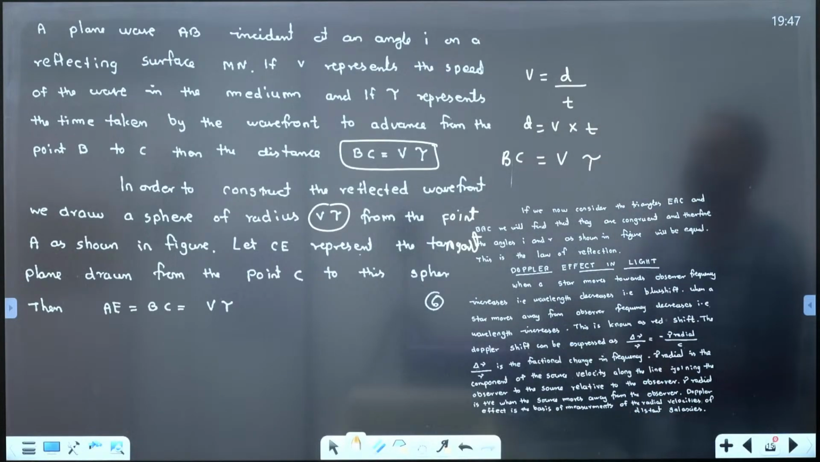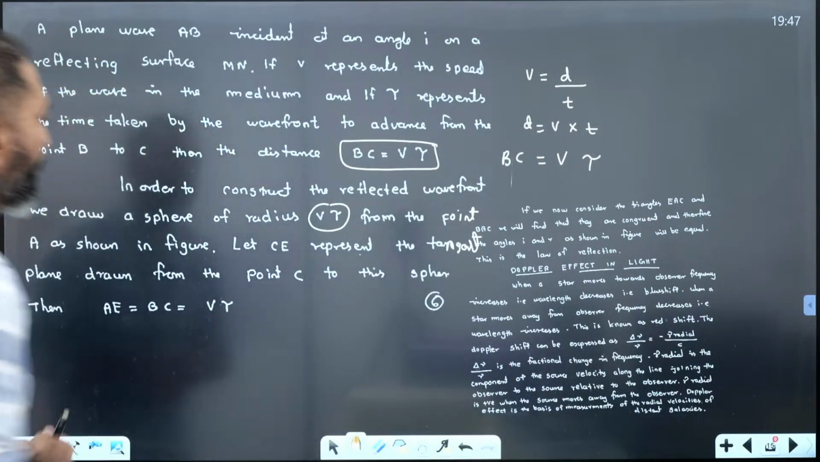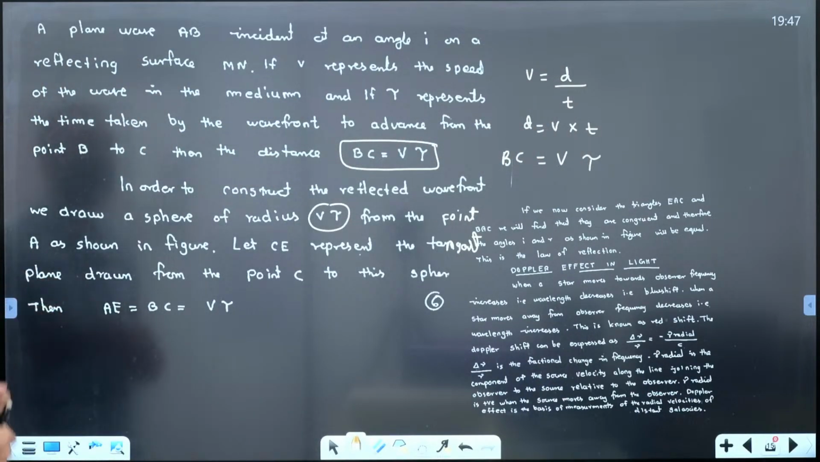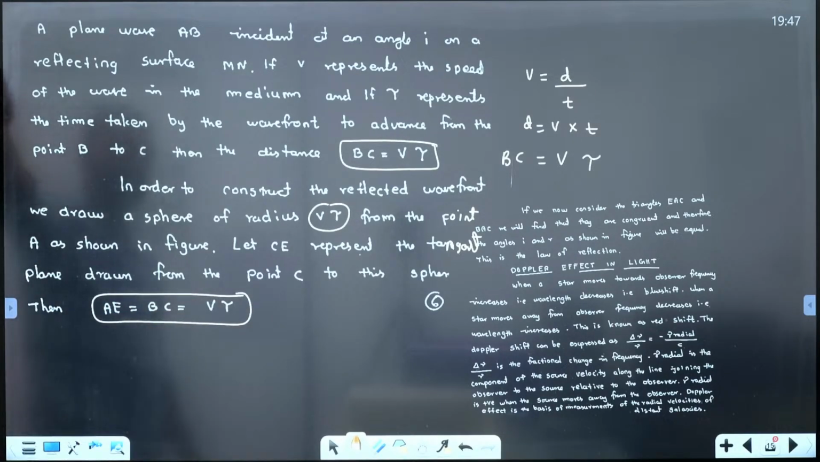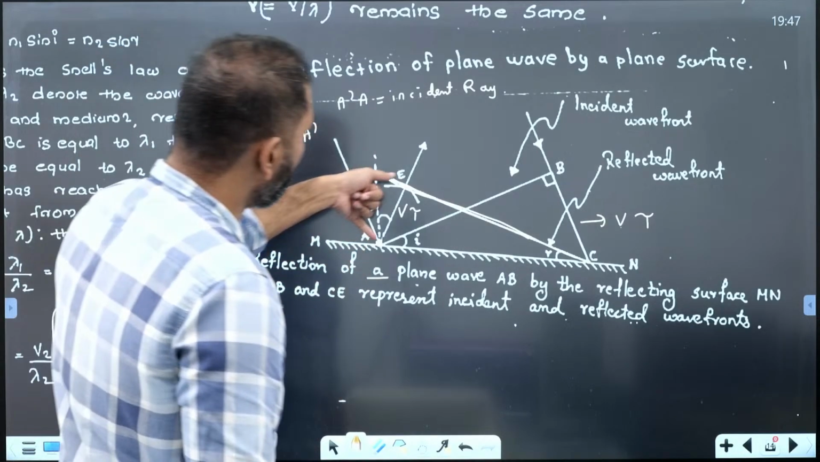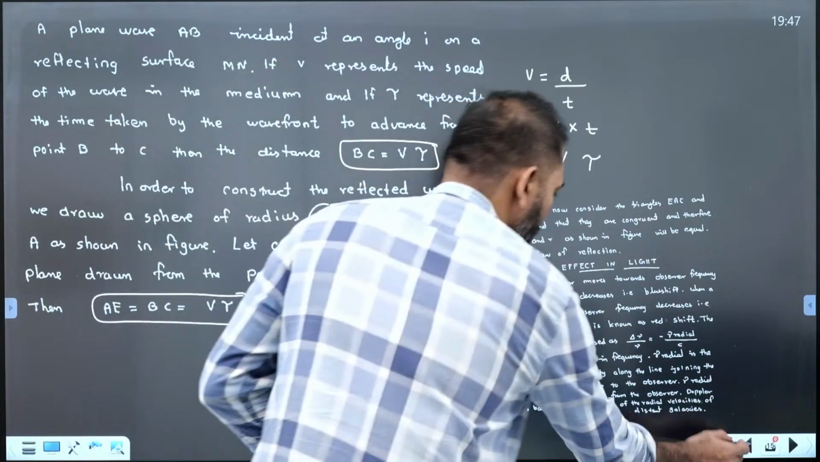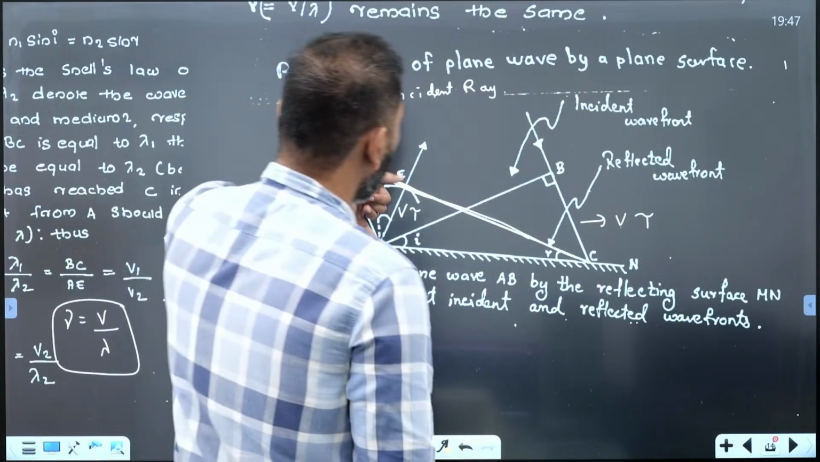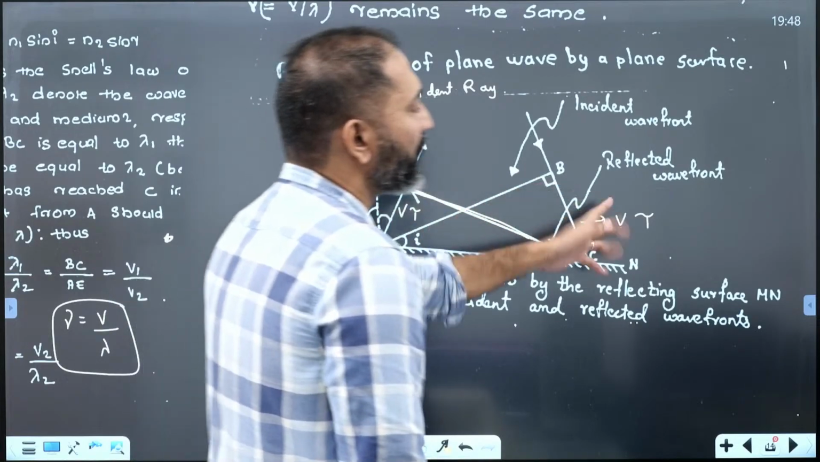In order to construct the reflected wavefront, we draw a sphere of radius v tau from the point A as shown in the figure. Let CE represent the tangent plane drawn from the point C to the sphere. Then AE is equal to BC, which is equal to v tau. Why? Again, please remember AE. AE is equal to BC. These two distances are equal. Why equal? Because velocity into time.